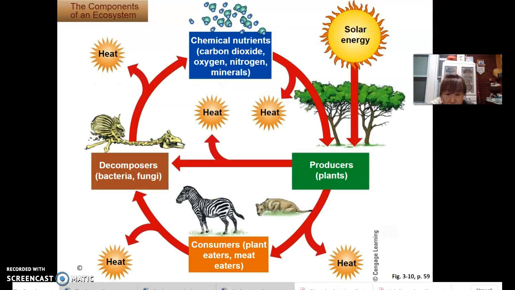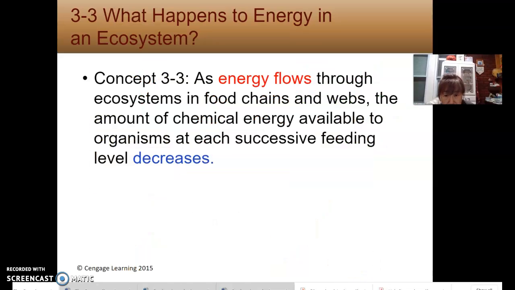So this is a diagram to show how solar energy is transferred into chemical energy through photosynthesis and then passed on to other organisms in the ecosystem.